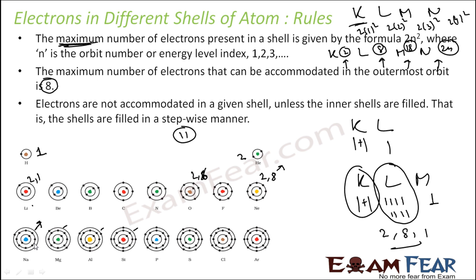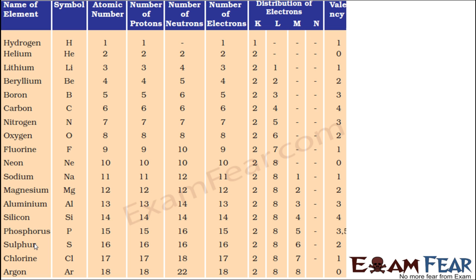Okay. So we'll see the electronic configuration of some of the prominent elements. For example, hydrogen: K has only 1, L, M, N are blank. Helium: K has 2, L, M, N are blank. Lithium: K has 2, L has 1, M, N are blank. Similarly, beryllium: K has 2, L has 2, M, N are blank. Similarly, oxygen: K is 2, L is 6, M, N are blank. Like that, you write the electronic configuration.